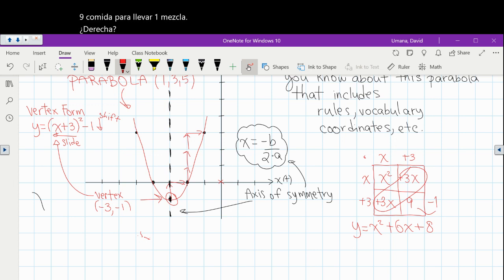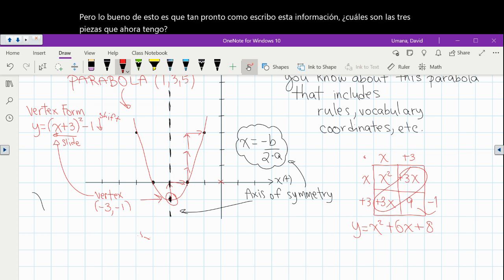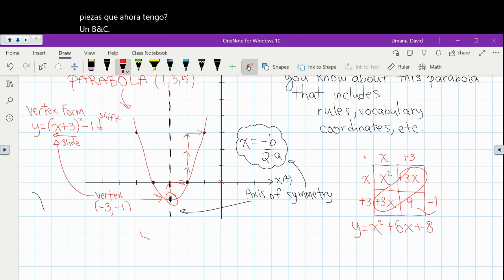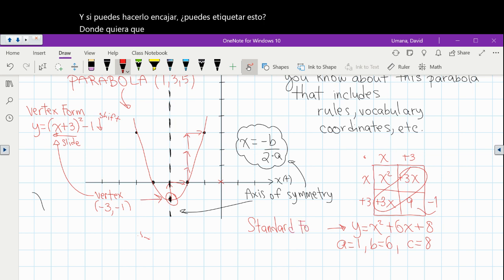Okay? And the little index card is very small, and it has a lot of information right now, and I know it's going to eventually not fit. But the good thing about this is that as soon as I write this information, what are the 3 pieces I now have? A, B, and C. So now I can say A is equal to 1, B is equal to 6, and C is equal to 8. And if you can make it fit, can you please label this, wherever it fits, as standard form.